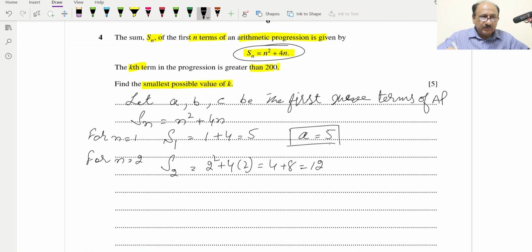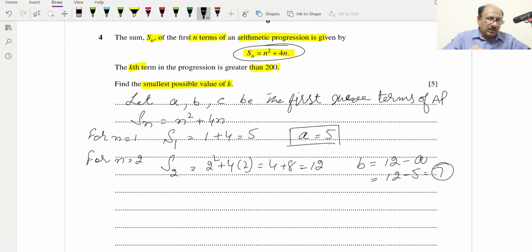So B is the second term of the first three terms. So B is equal to S2 minus the first term, which is 12 minus A, which is equal to 12 minus 5, which we can write as 7. So B value will be 7.